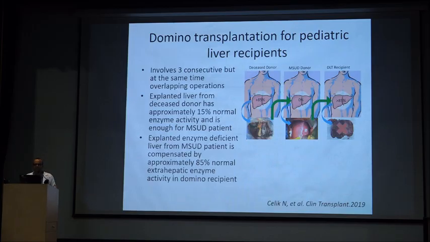Another interesting concept is the domino transplant for pediatric liver recipients. This involves 3 consecutive but at the same time overlapping operations. An explanted liver from a deceased donor has approximately 15% normal enzyme activity, which is enough for MSUD patients. The explanted enzyme-deficient liver from an MSUD patient is compensated by approximately 85% normal extrahepatic enzyme activity in domino recipients. Though this is not exactly for the benefit of these patients, the MSUD grafts can be used as domino grafts for the benefit of other patients.